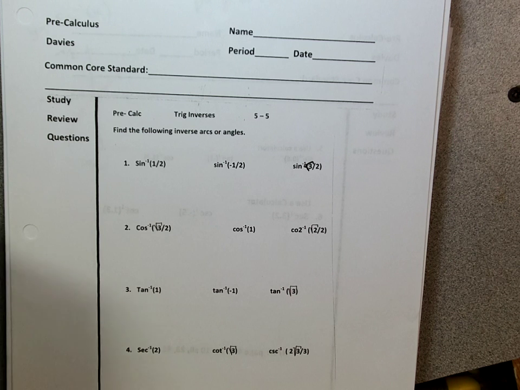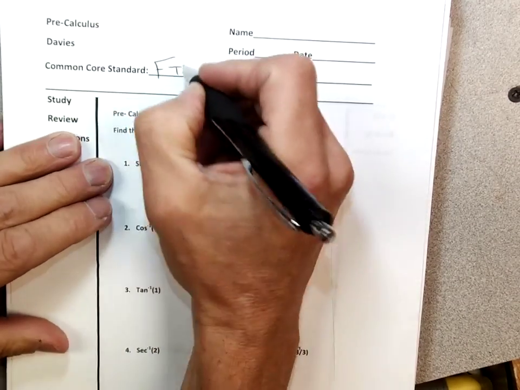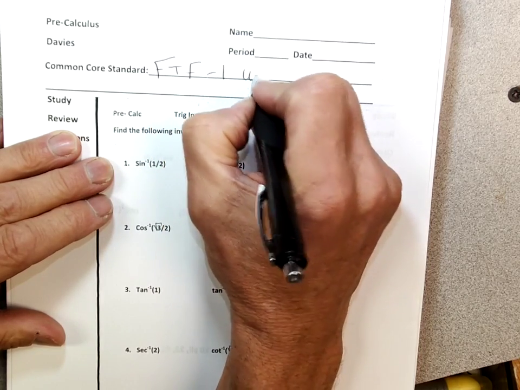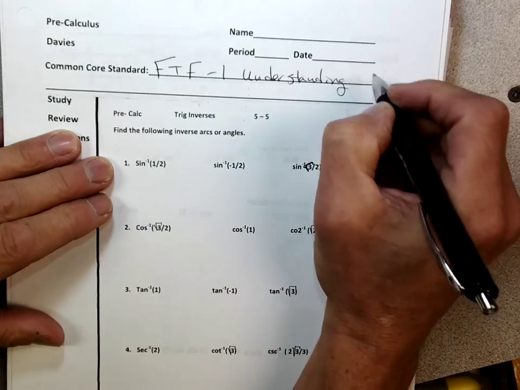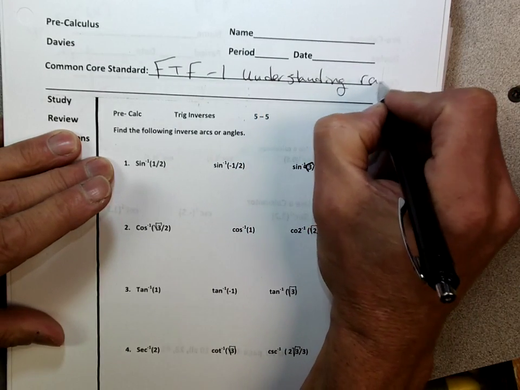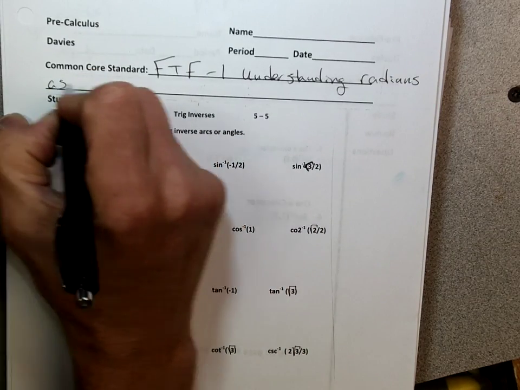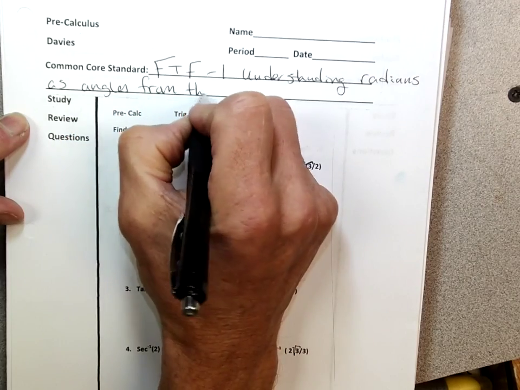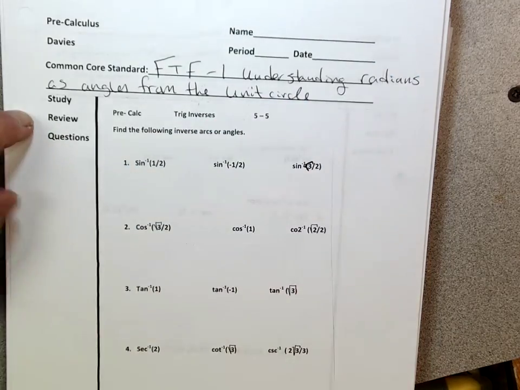Okay, first of all, there is a Common Core standard on this. It is FTF, which is functions, trig, and we're going to go 1, and it comes down to understanding radians as angles from the unit circle. Okay, that's our Common Core standard.